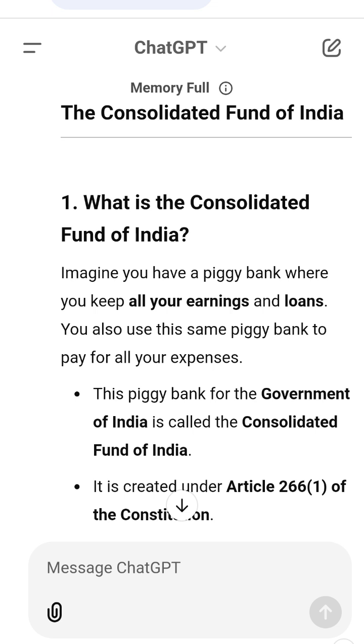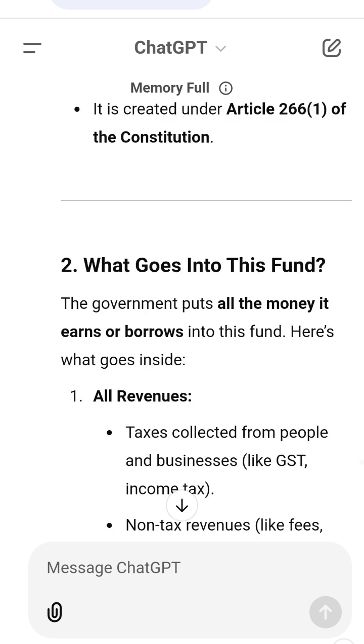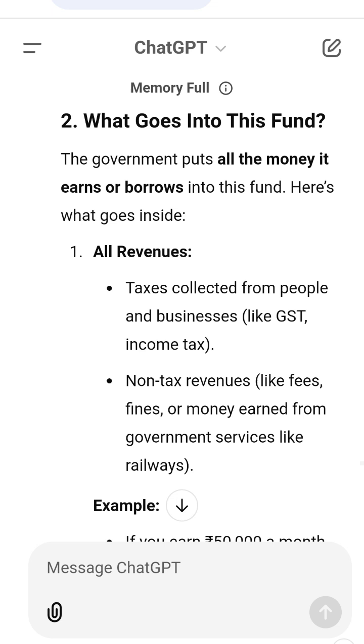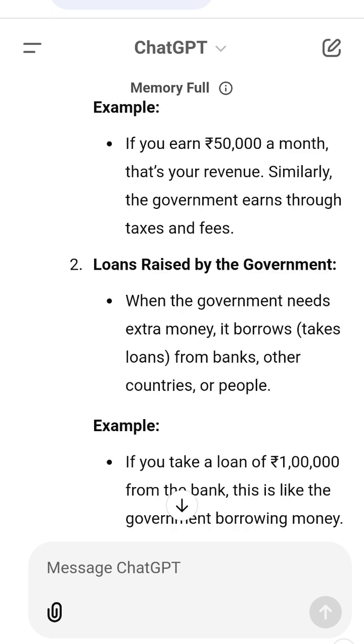Number 4. Why is this fund important? Centralised money management. All earnings and borrowings are in one place, making it easy to track income and expenses. Parliamentary oversight. The Parliament ensures money is spent wisely and not wasted.